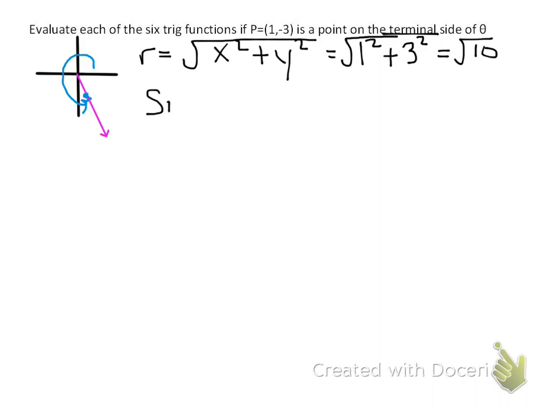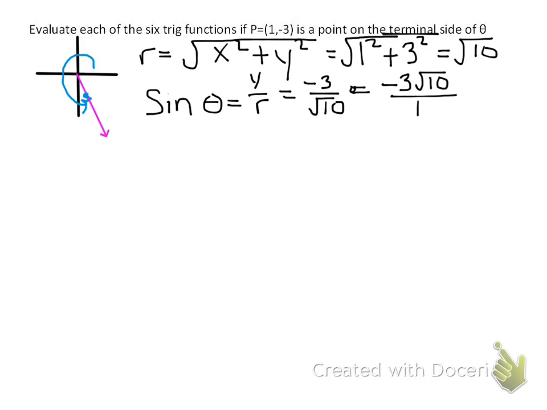So we're going to start with sine. Sine of theta. What is my ratio for sine of theta? Y over r. Perfect, y over r. So my y value is -3. My r value is the square root of 10. Good answer? No, absolutely not. It's a terrible answer. We have to rationalize the denominator, so that makes it -3 square roots of 10 over 10. Perfect.